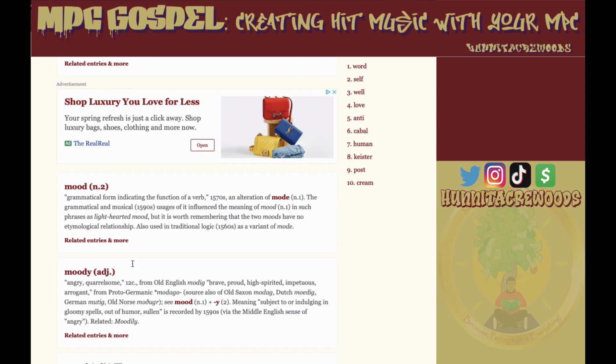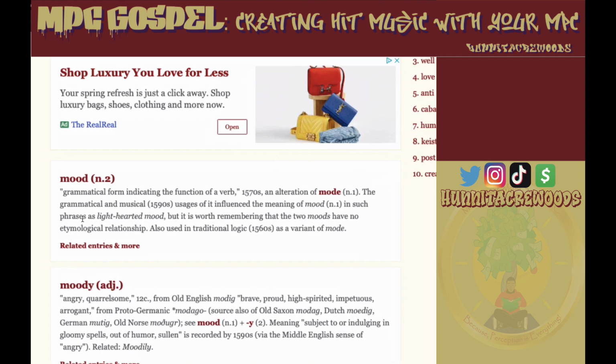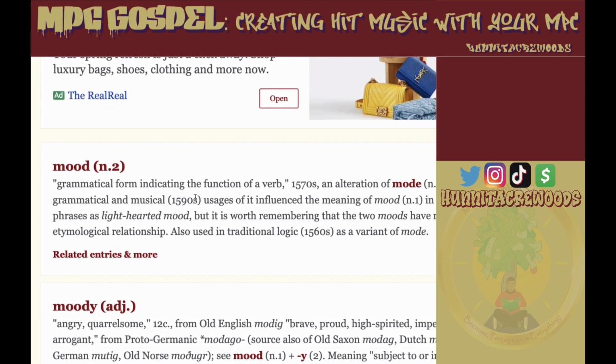Anyhow, I thought there was a musical definition, right? Let's go to the musical definition. Here we go. Grammatical form indicating the function of a verb, an alteration of mode. The grammatical and musical 1590s usage of it influenced the meaning of mood in such phrases as light-hearted mood. But it's worth remembering that the two moods have no etymological relationship.